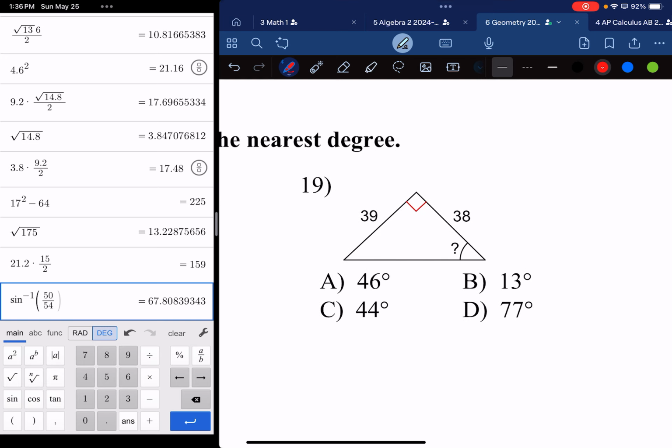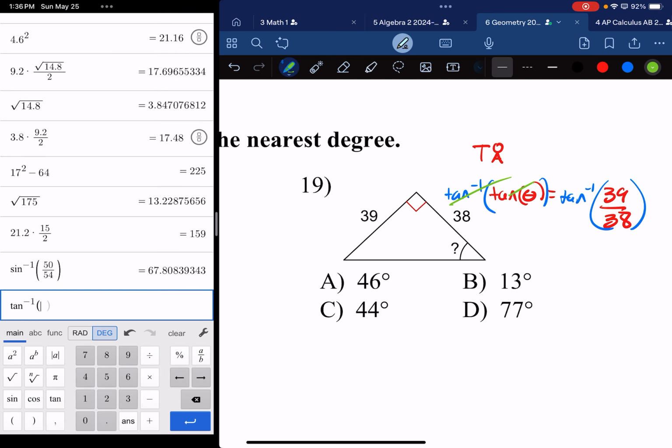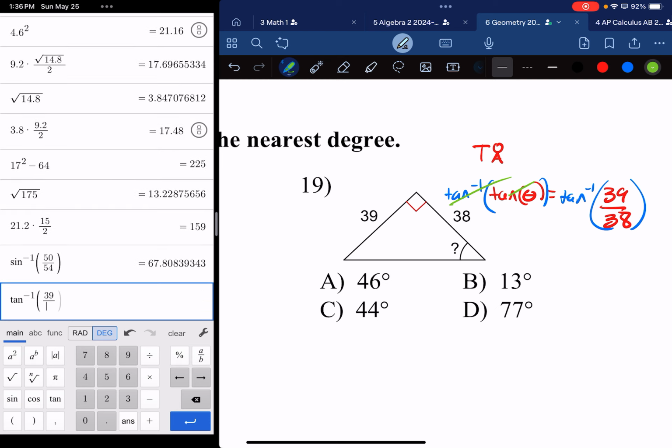What about number 19? I'm noticing that I'm using the opposite and I'm using the adjacent. That's going to be the function tangent, because tangent is TOA, opposite over adjacent. So therefore, tangent of my angle is going to be equal to 39 over 38. And then I need to make some room in order to take the arctangent. Arctangent of the left side, arctangent of the right side. Arctangents will cancel each other out, leaving behind what I need to enter in my calculator, which is arctangent of 39 over 38. That's going to be 45.7. 45.7 is really close to 46. Correct answer is going to be A. I'll write it out. 45.7 is what I got.